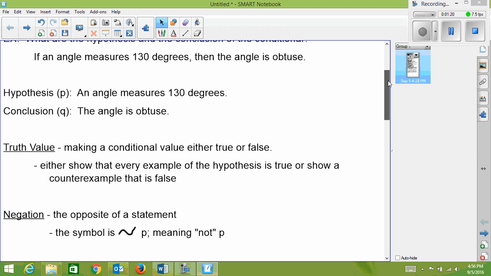To negate something: negation is the opposite of a statement. The symbol is the little wavy line in front of the P, and the wavy line means not P.